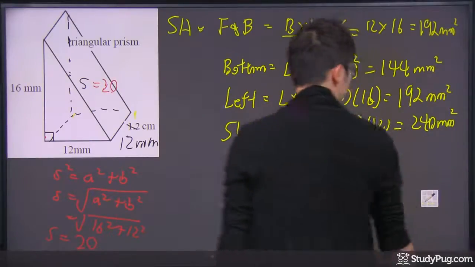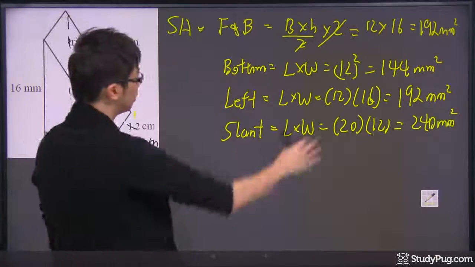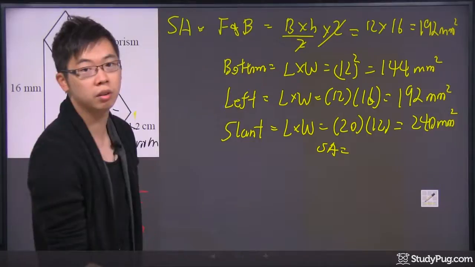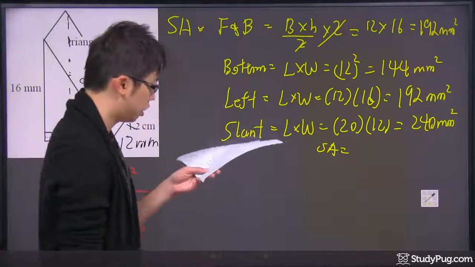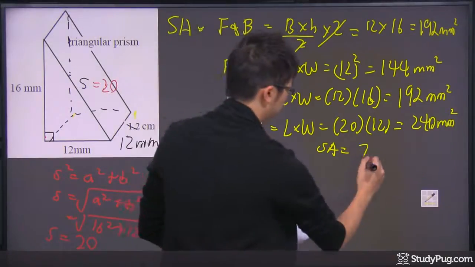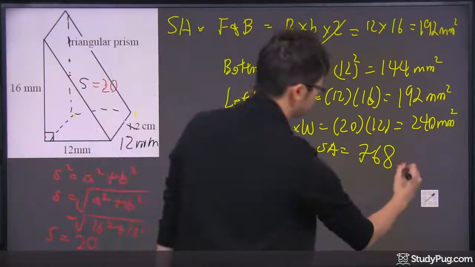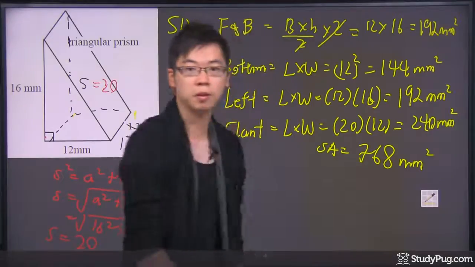centimeter square. So at the end, to get all the surface area, all you have to do is just add everything together. So if you punch in the calculator, you should get a nice number, which is going to give you 768, okay? And don't forget the unit, square, okay?